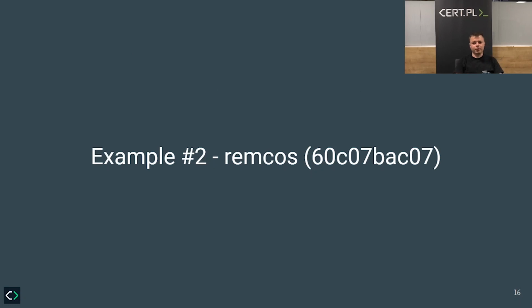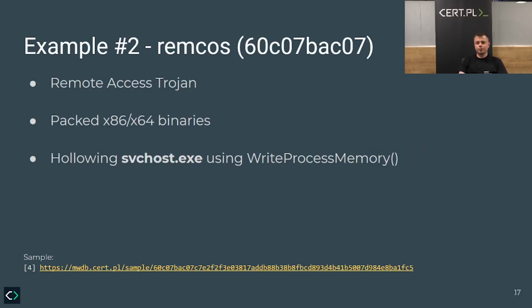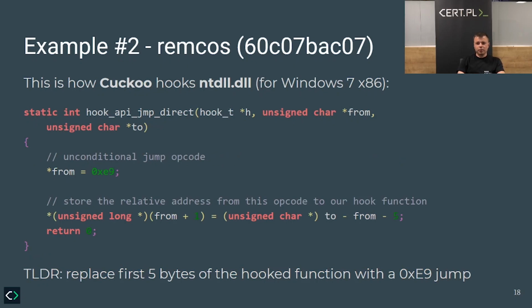Another example could be this Remcos sample, which is a remote access Trojan, and again it's targeting Windows consumers, and this particular sample is hollowing the service host using the WriteProcessMemory WinAPI call. So let's inspect Cuckoo's hooking mechanism as an example. This is how Cuckoo would place the hook on WinAPI, including WriteProcessMemory.